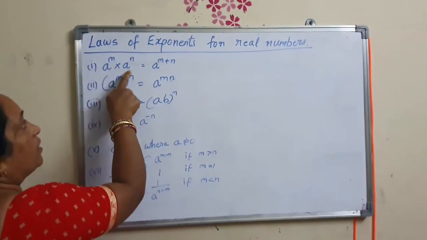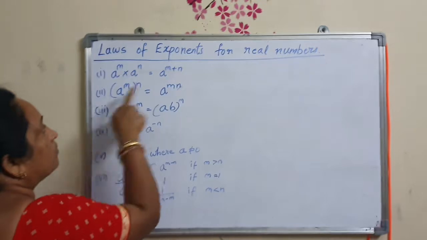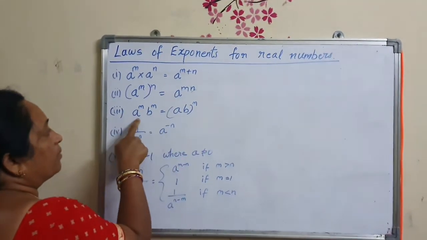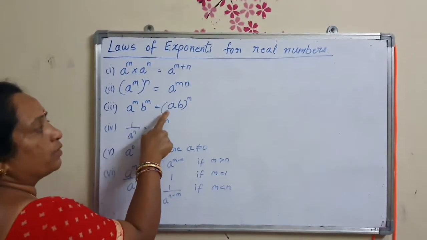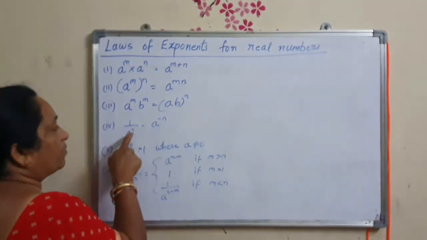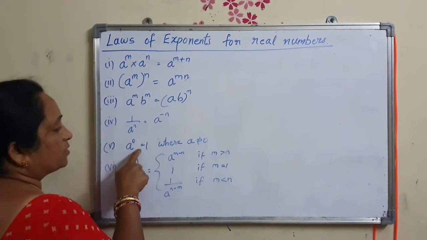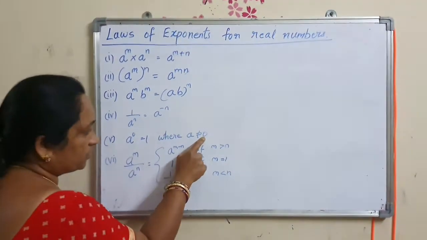a power m into a power n is equal to a power m plus n. a power m whole power n is equal to a power m into n. a power m into b power m is equal to ab whole power m. 1 by a power n is equal to a power minus n. a power 0 is equal to 1 where a is not equal to 0.